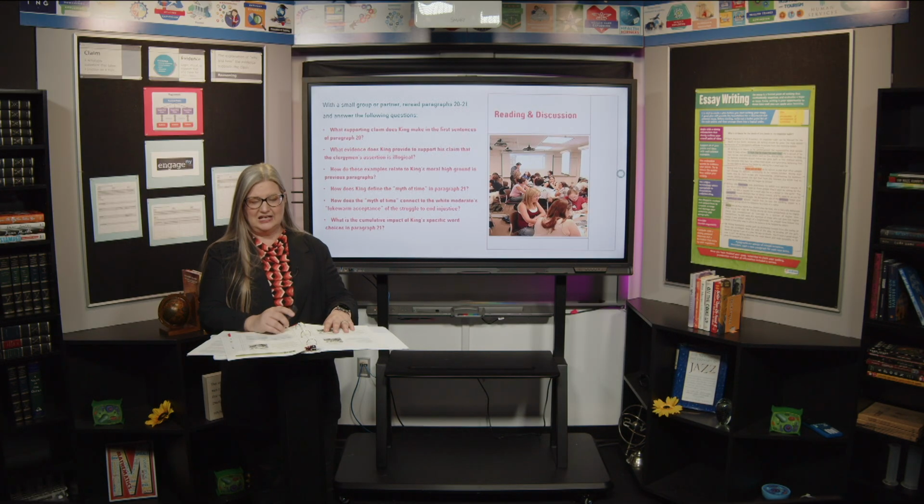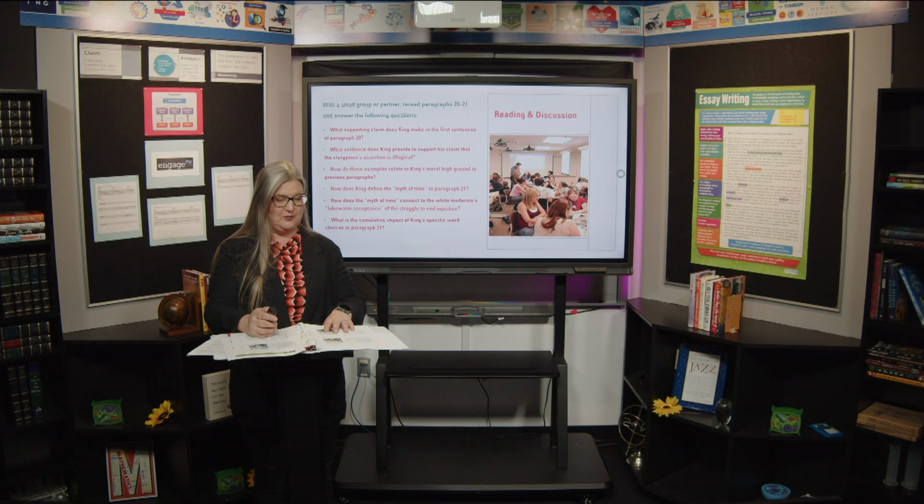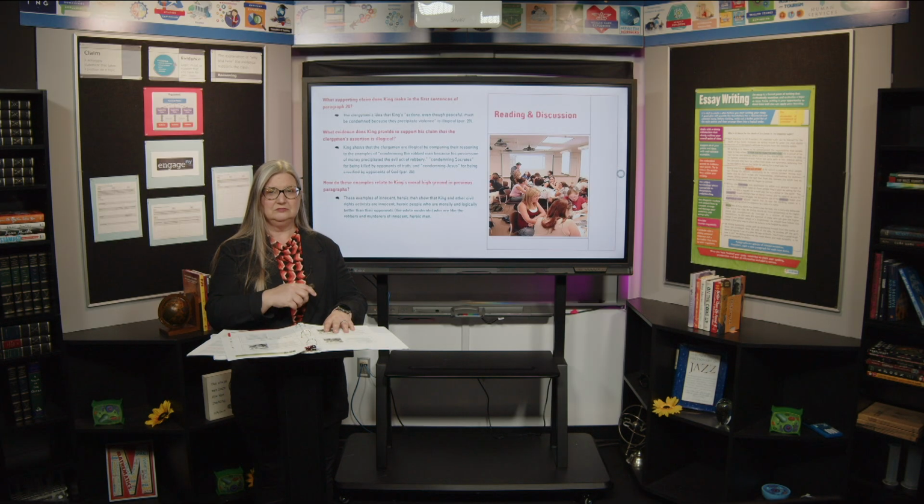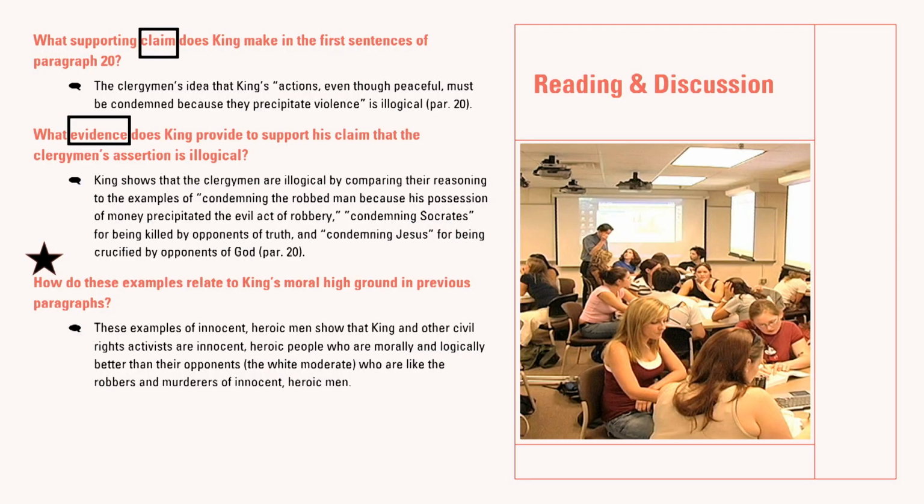Good job. We're not going to go over all of these questions, but we are going to go over some of them. So, what supporting claim does King make in the first sentences of paragraph 20? What evidence does King provide to support his claim that the clergyman's assertion is illogical? And how do these examples relate to King's moral high ground in previous paragraphs? I would like for someone in your classroom to read these responses and also read the responses that you guys put on your delineation tool.